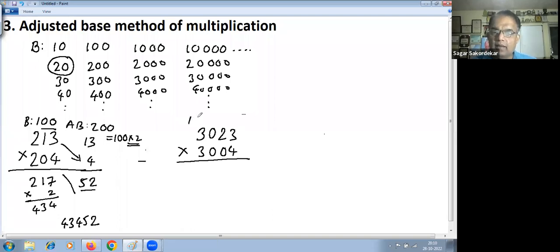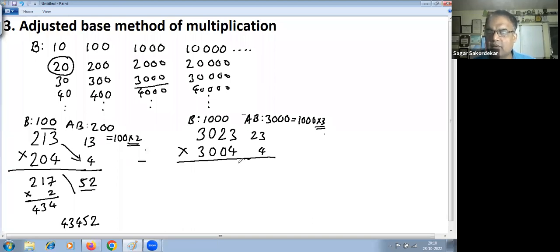So base here is 1000. Okay, this is near to 3000. So it is multiple of 1000. So adjusted base will be 3000. Relation is very clear. 1000 into 3, multiplied by 3 is the relation. Difference 3023 minus 3000 is 23. 3004 minus 3000 is 4.